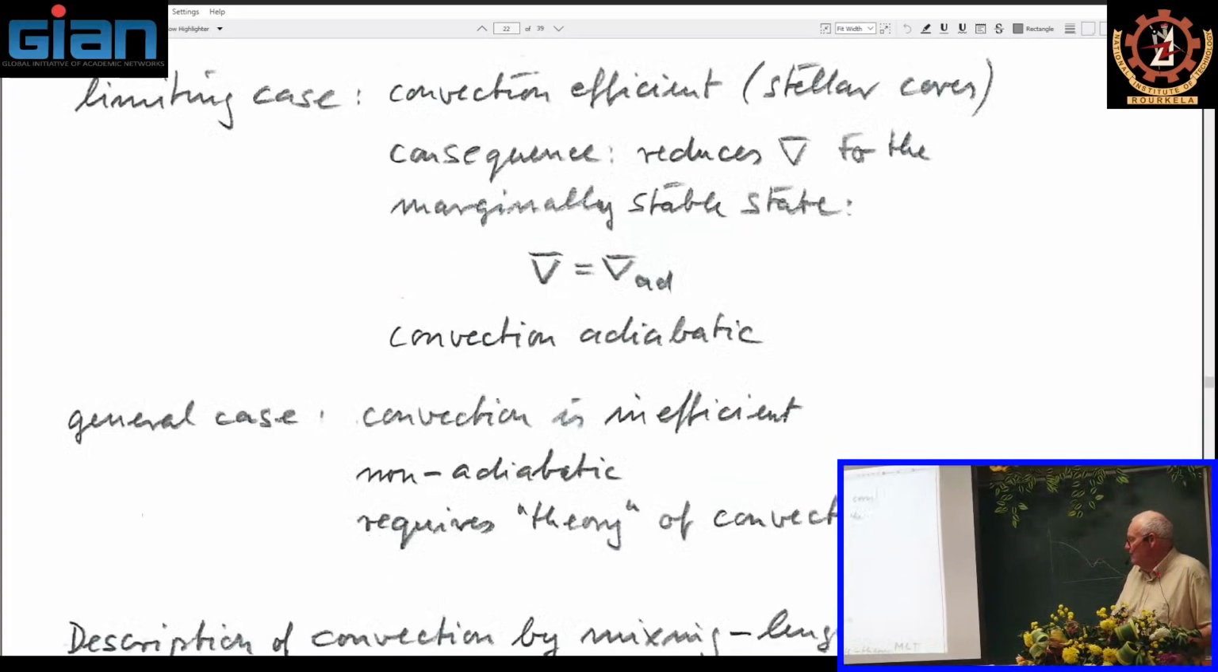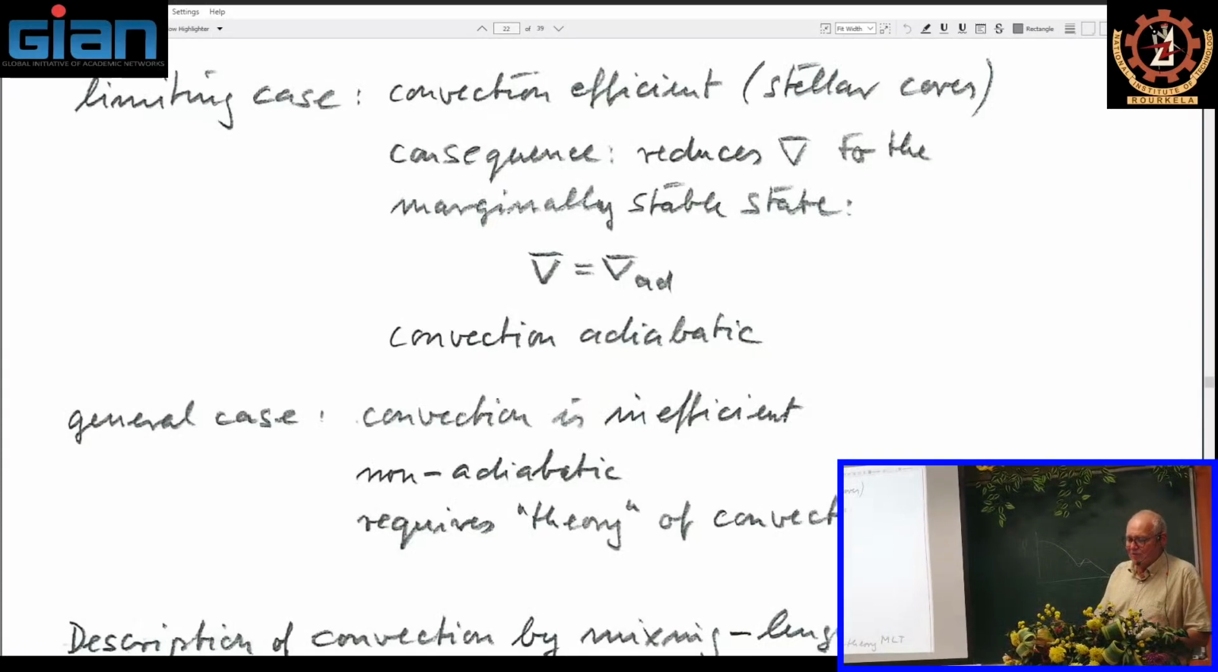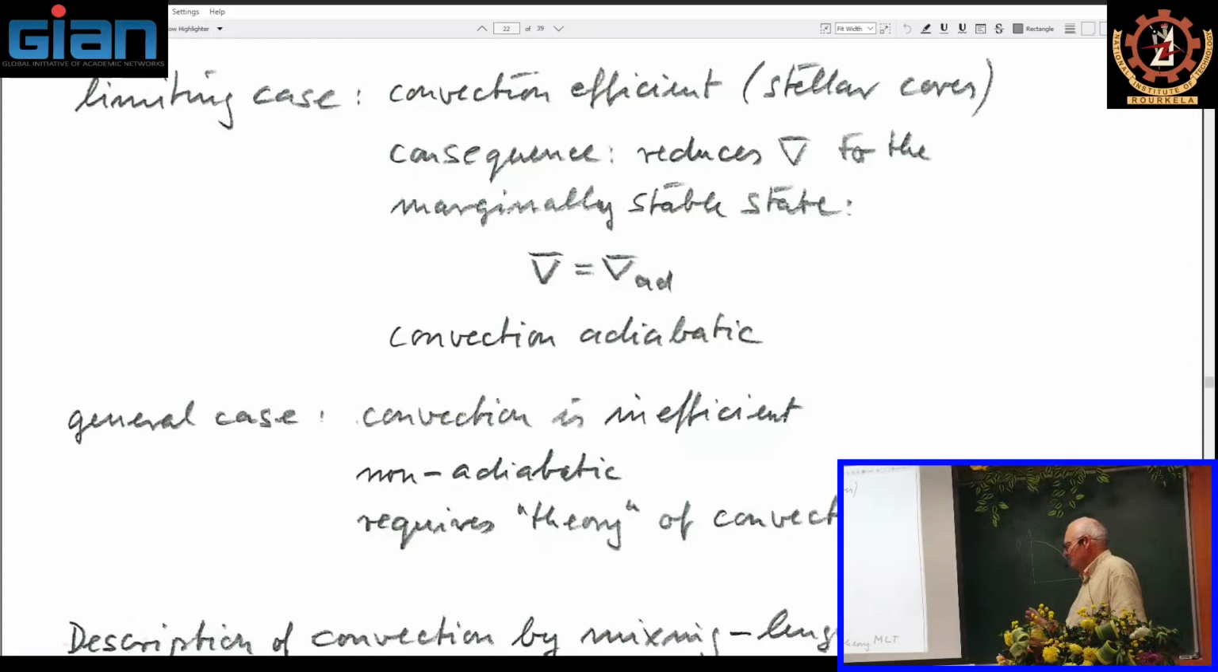Well, in the general case, the convection is inefficient, and this is called non-adiabatic convection, and it requires some theory of convection. And so far, I told you, there is no consistent theory, and we have to rely on the so-called most advanced theory, in question marks, the so-called mixing length theory, which I regard as a very, very plausible summary of assumptions. They are physically certainly very plausible, but it's some kind of engineering prescription.